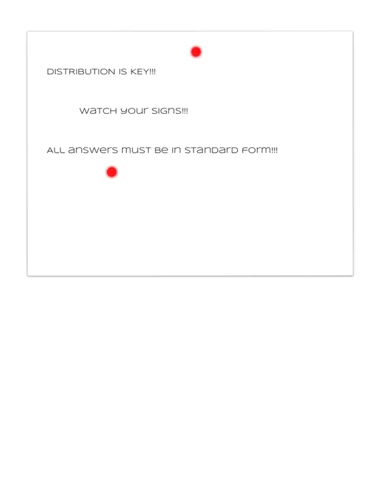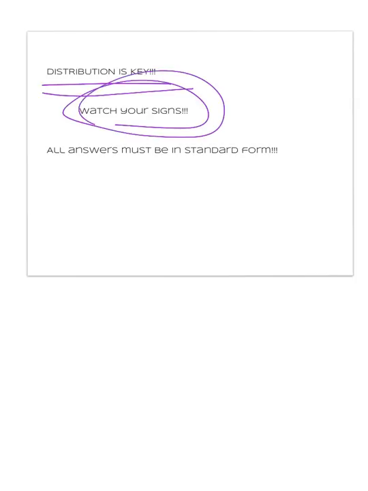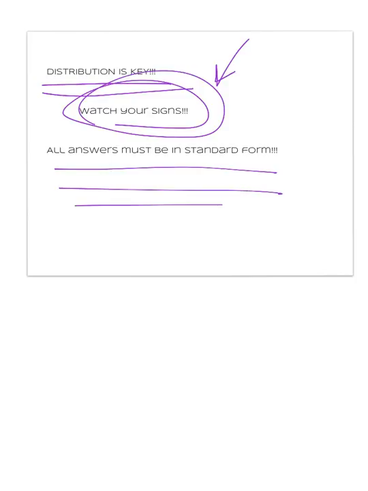So here's what's important for today. The big key parts: 1, you need to make sure that you're distributing correctly, okay? 2, you need to watch your signs. Watch those positives and negatives. Make sure you get that written down. And then finally, all answers must be in standard form. Get that written down as well.